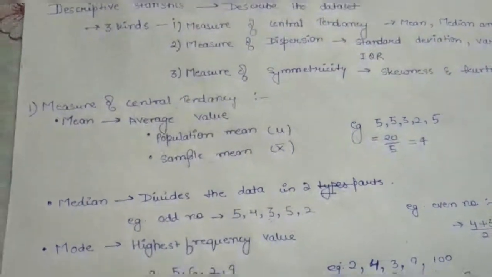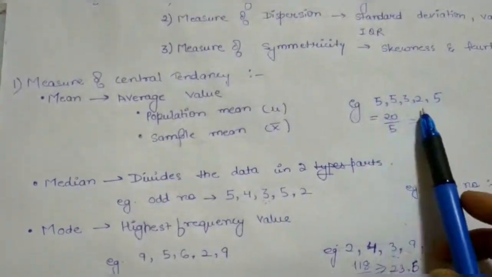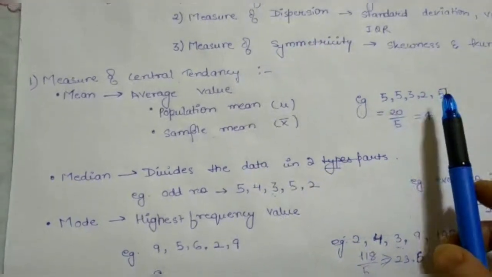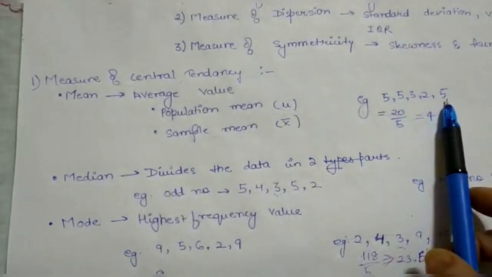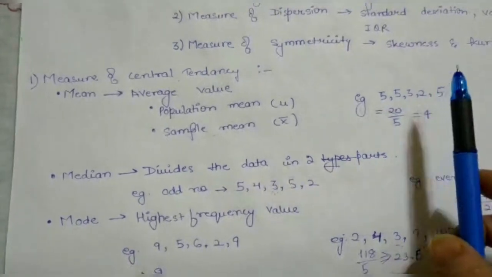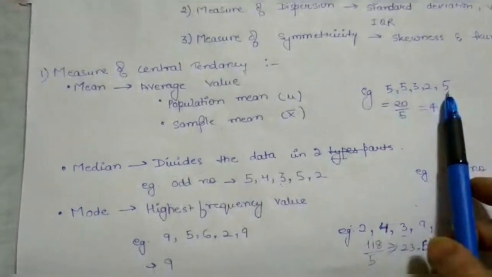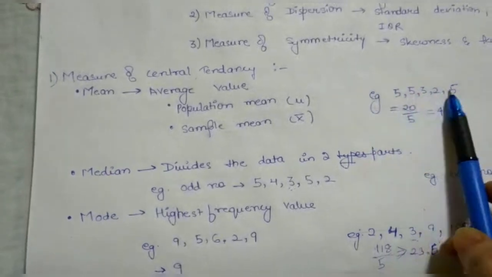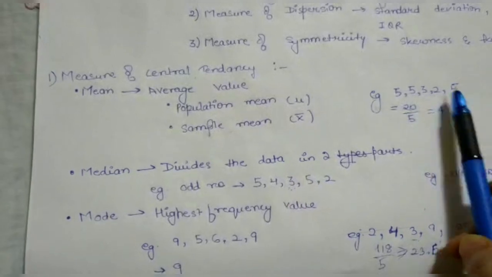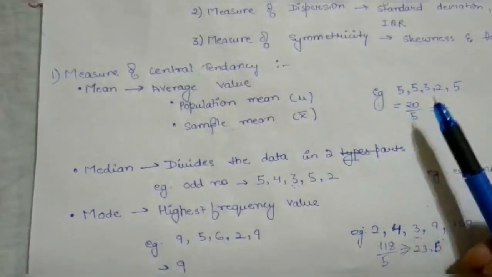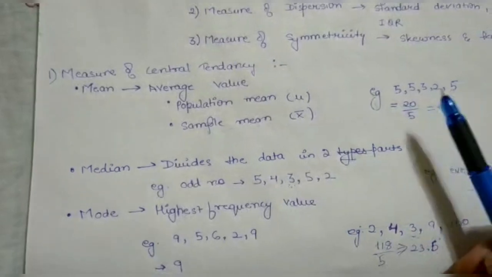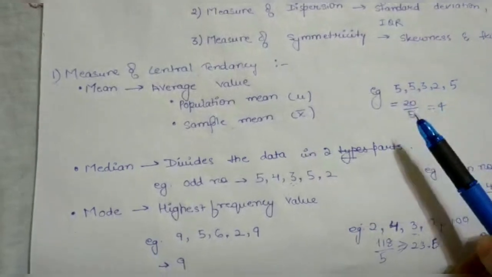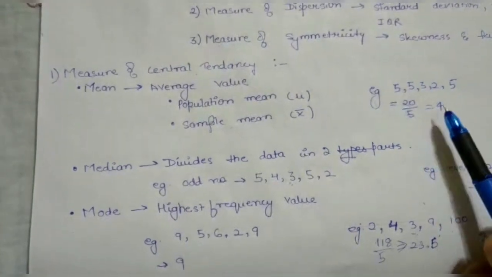Now we will see how to calculate mean. Suppose this is a series. So what do you think? What is the best representative number for this series? In that case, I think mean is the best representative for this series. So we will calculate mean. How will we calculate mean? First we will add all these data points and then we divide this by the total number of data points. Our total number of data points is 5, and the sum is 20. So we will divide 20 by 5. So 4 is our answer. So 4 is the mean for this series.